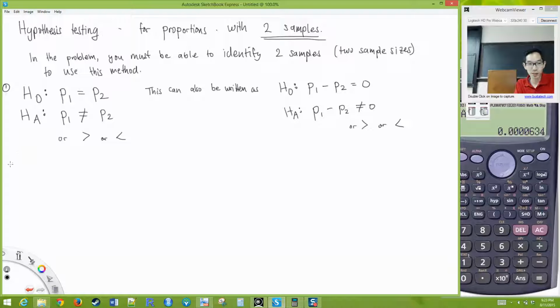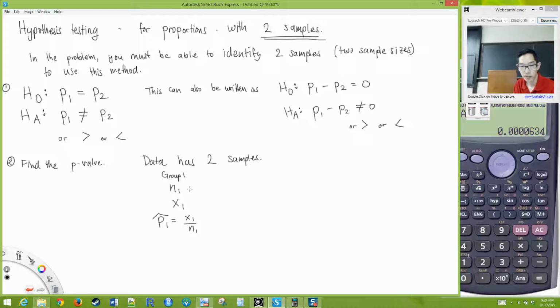So step 1, get the hypotheses. Step 2, find the p-value. So we have to identify, let me just clear out a few things. Our data now has two samples. So we have group 1, and we'll have N1 and X1, and P hat 1 will be X1 over N1. This is the sample size, this is the, quote, yeses or successes, and this is the sample proportion.